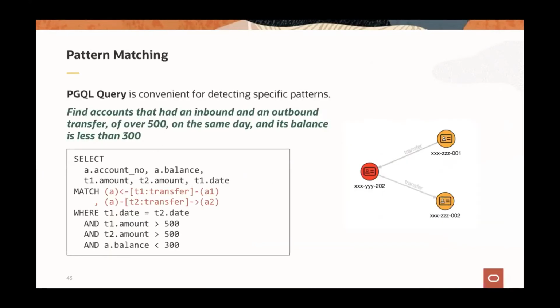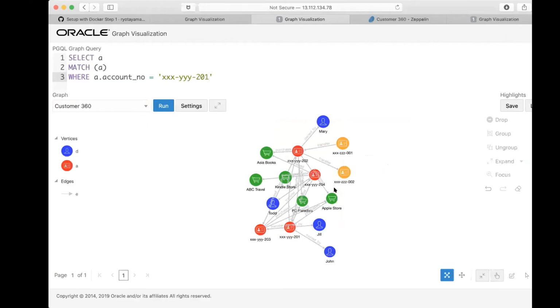Also, the graph database function supports a graph-based query language such as PGQL. And PGQL is convenient for detecting specific patterns, such as finding accounts that had an inbound and outbound transfer of over $500 on the same day, and whose balance is less than 300. Since such an account is used only for transferring money and is assumed to be less beneficial for financial services. Okay, let's try this query.